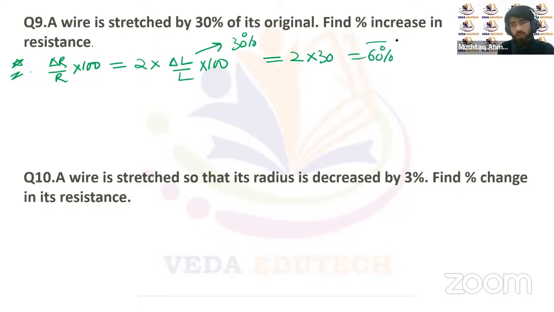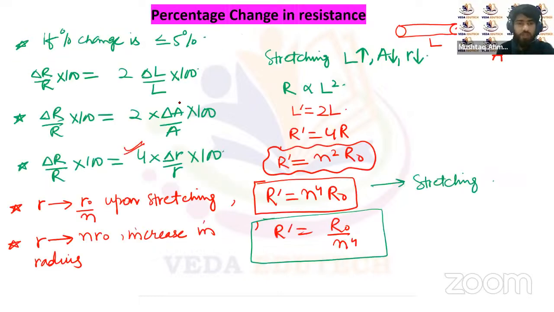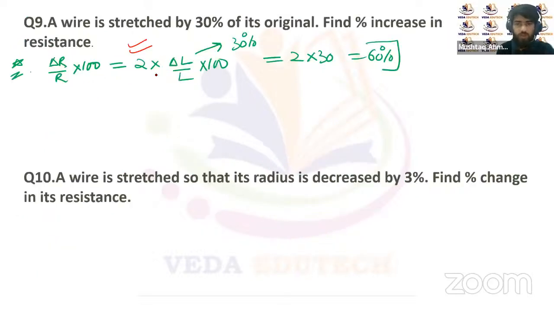But this is incorrect, right? Because we know that we can directly use this equation only when the percentage change is less than or equal to 5%. You can see here I have clearly mentioned it: use this equation only when there is a percentage change in length or the radius or the area of cross section less than or equal to 5%. So this answer is not correct. This is not a correct answer, right?